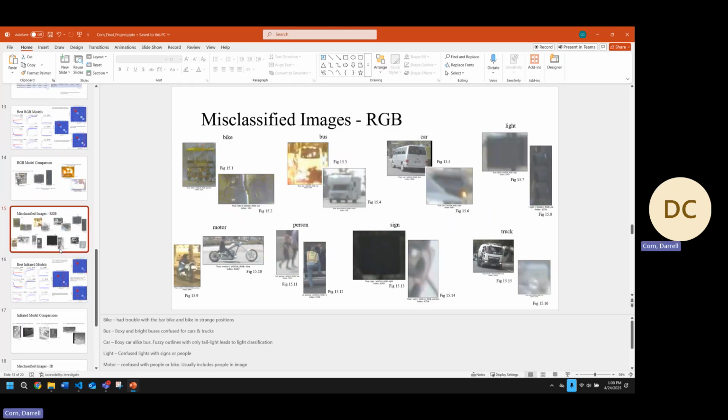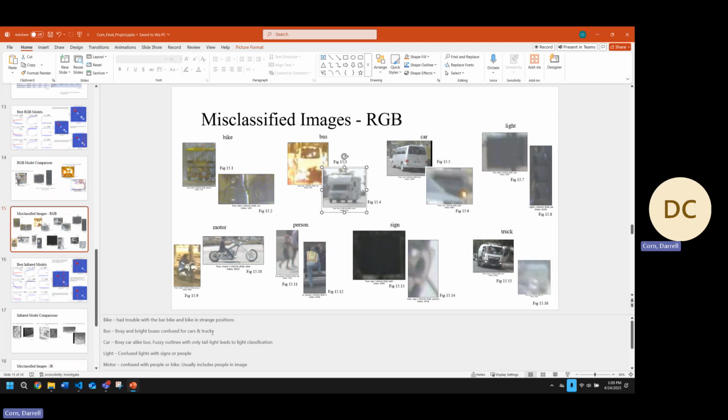Okay. And now to just dive into why my best model, the VGG16, may have classified some things incorrectly. So for the bike class, it got a lot of these images incorrect, like this four-person bike, as well as this bike here behind a signpost. So those are pretty tough questions for it, I suppose.